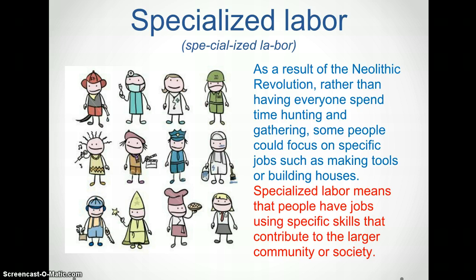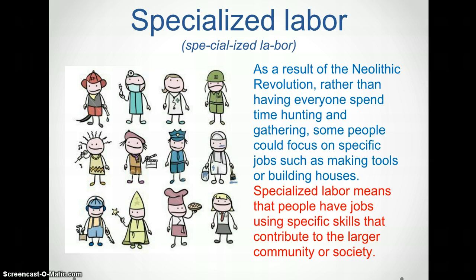The next term we have is specialized labor. As a result of the Neolithic Revolution, meaning people began to grow their own food and raise animals for food, rather than having everybody spend all day long hunting for food or gathering food in the woods, some people could focus on other jobs like making tools or building houses, because you could have in a community some people growing food or taking care of the animals, and other people could spend their time doing other jobs. Specialized labor means that people have jobs using specific skills that contribute to the larger community or society.